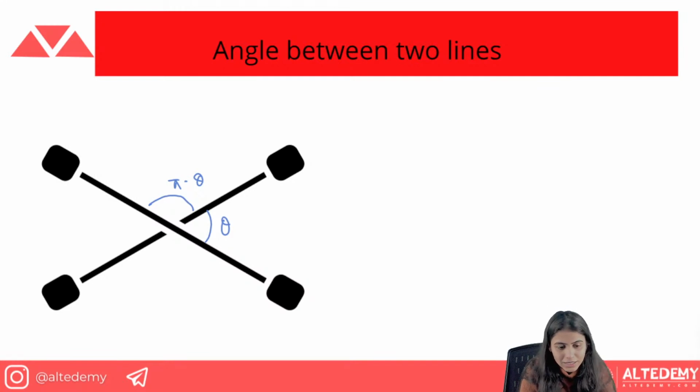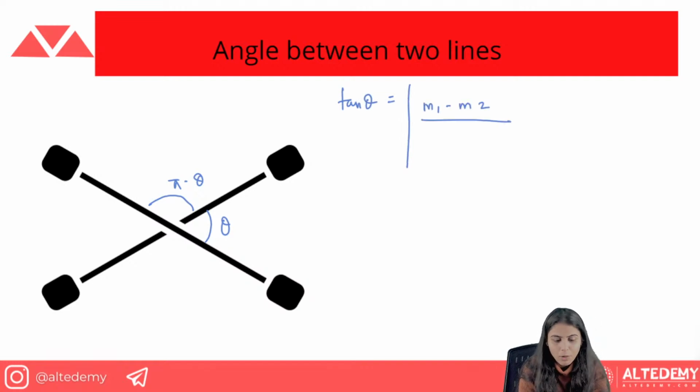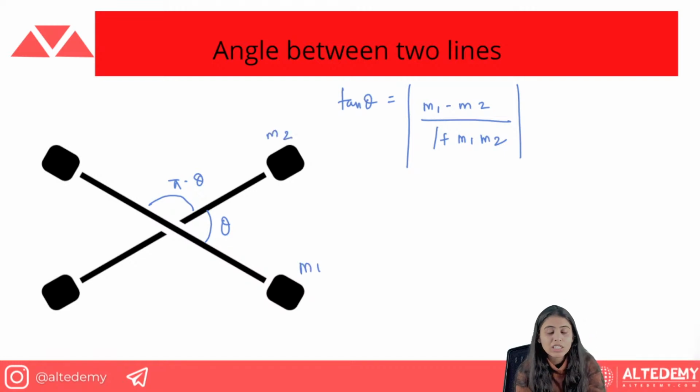You can write tan theta is equal to (m1 minus m2) upon (1 plus m1 m2). Okay, so this is the line segment having the slope m1. This is the line segment having slope m2. So the two slopes are given of two line segments, and you can calculate the angle between them by using this formula, that is (m1 minus m2) upon (1 plus m1 m2). This is the simple formula of angle between two lines.